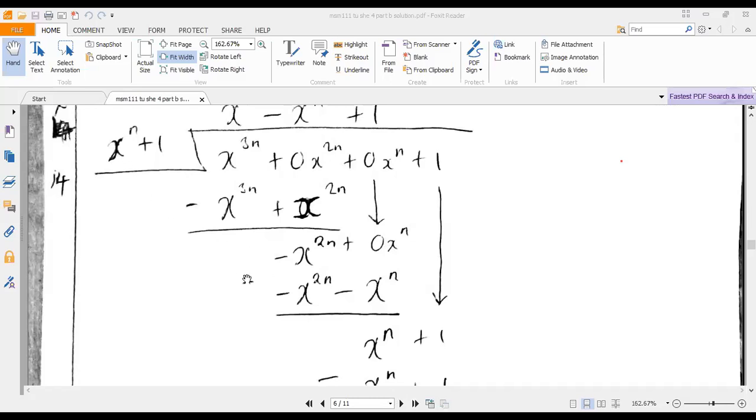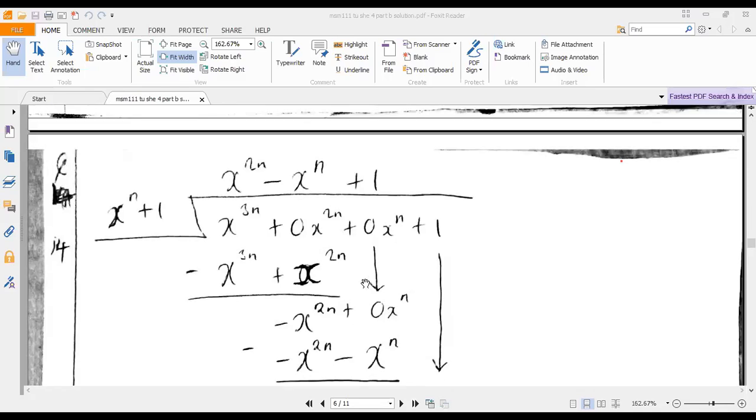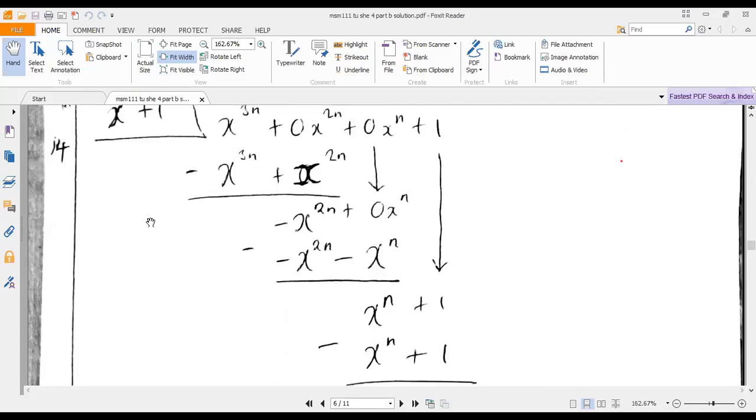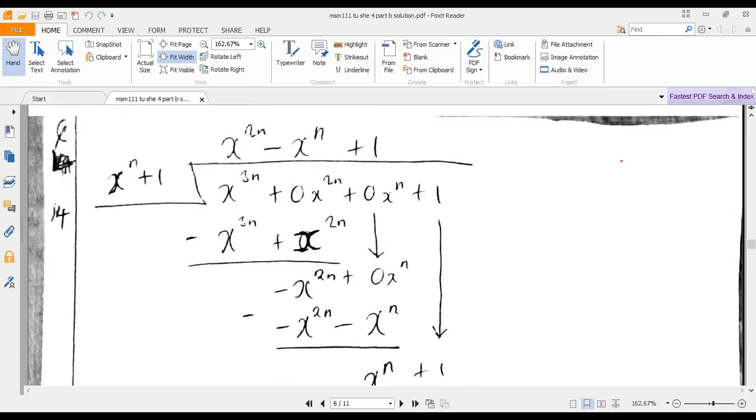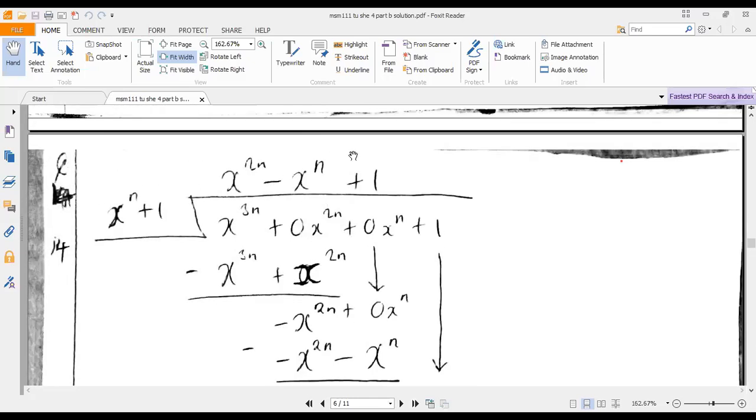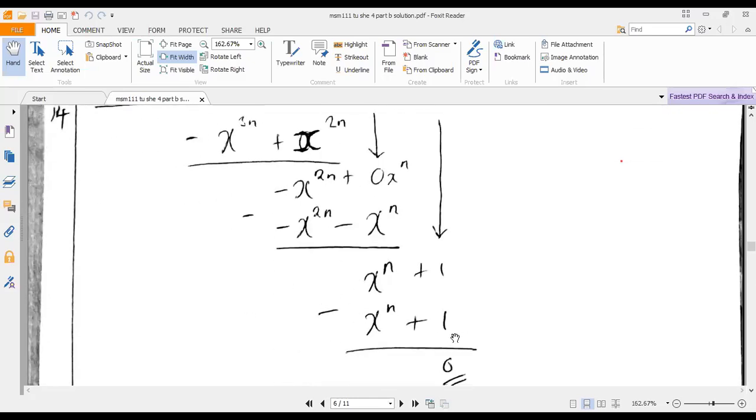So now x to the power n into x to the power n, it goes there one time. So 1 times x to the power n, we're having x to the power n here. Then when you find that you have x to the power n here, you say again 1 times 1 is the one which is here.